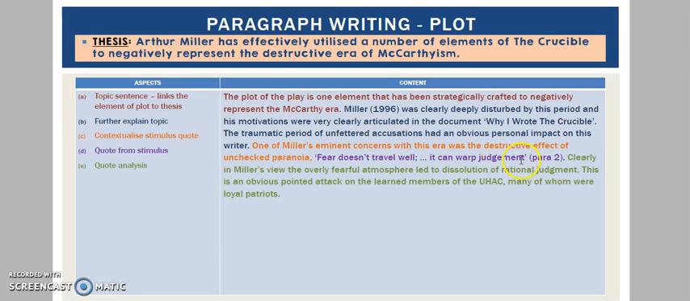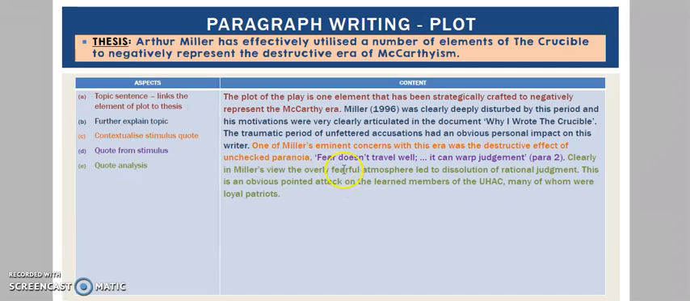Make sure you reference your quote, where it's coming from, and you need to have at least 2 quotes per paragraph. Once you've given your quote, you then have to analyse the quote because it is an analytical essay, and without the analysis, your mark is going to drop significantly. So in that, you need to deconstruct the quote and what it means. So here, this is talking about fear doesn't travel well, it can warp judgment.